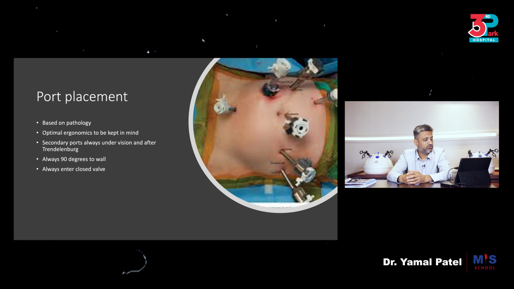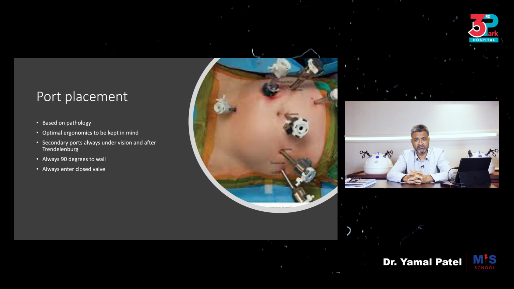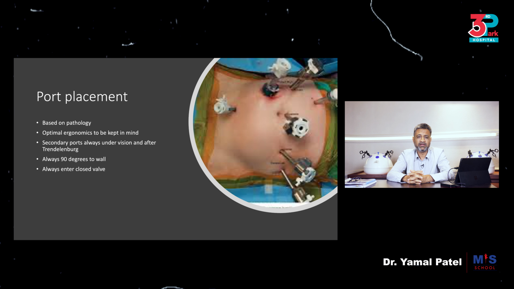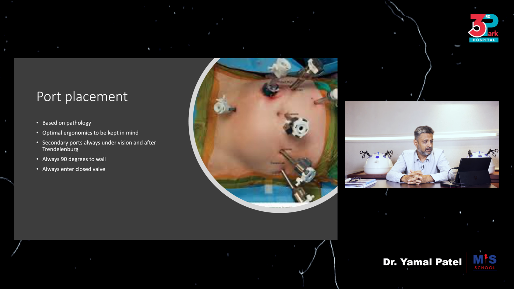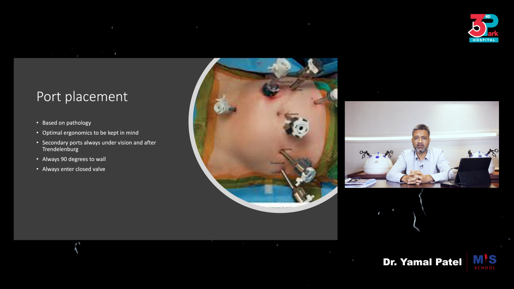We now go into port placement. This depends on the pathology. So you have your primary port and then you have your secondary ancillary operative ports. And this depends on the size of the pathology and what you're going to be dealing with. And also whether you are an ipsilateral surgeon or a contralateral surgeon. You have to keep ergonomics in mind to make it optimal at all times.